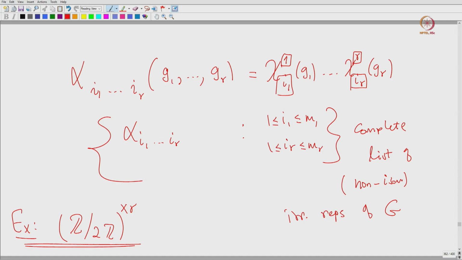Okay, so I'll stop here. We will continue with proving that the degree of a given irreducible representation divides the order of the group for any given finite group G.